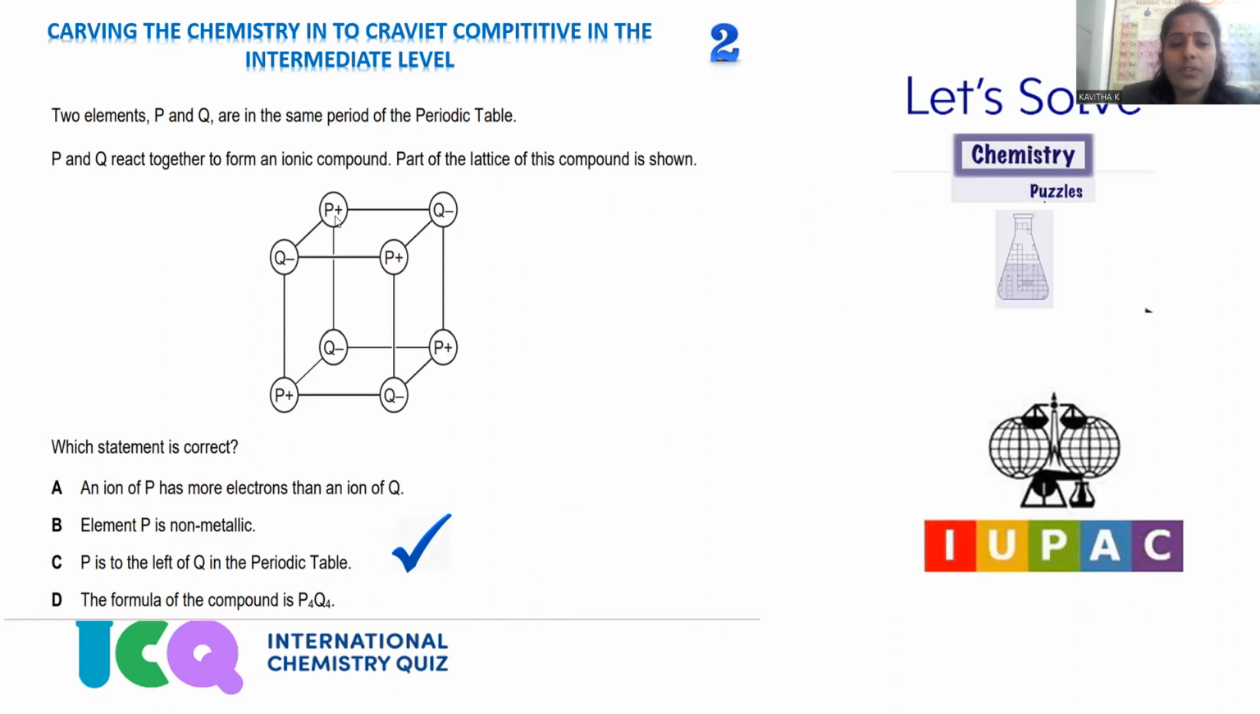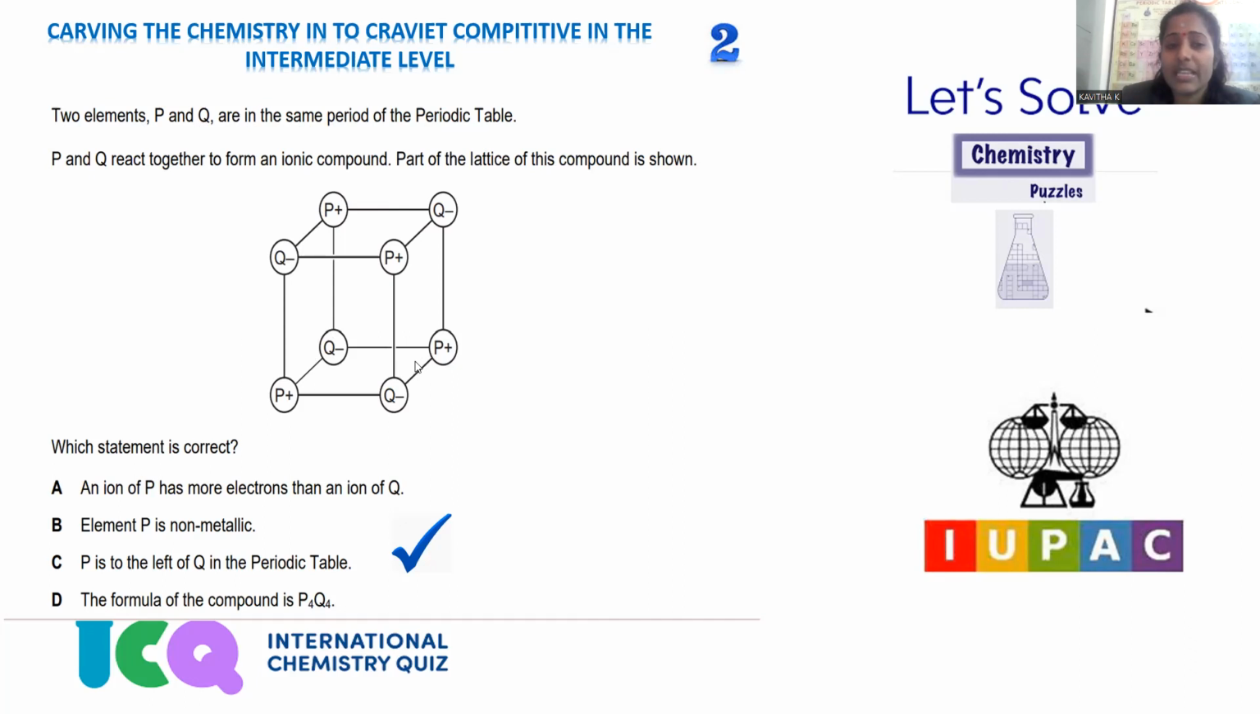P is mentioned with the positive, Q is mentioned with the negative ions. So P plus and Q minus will be there. And this is the arrangement called a simple cubic. What's the question? Two elements P and Q are in the same period of the periodic table.